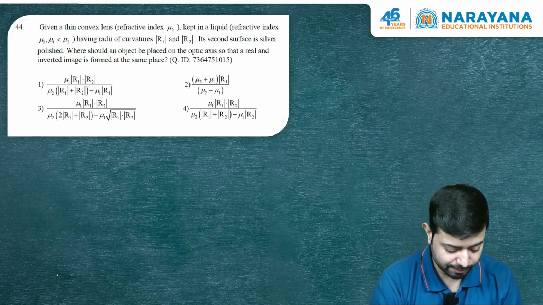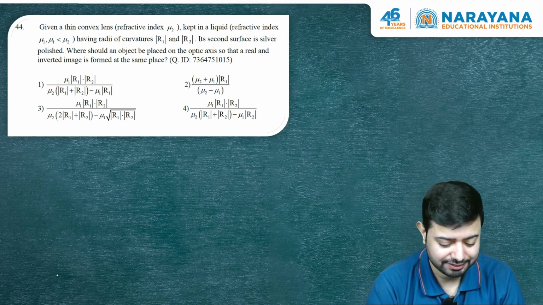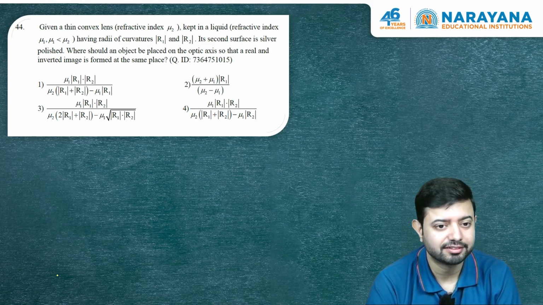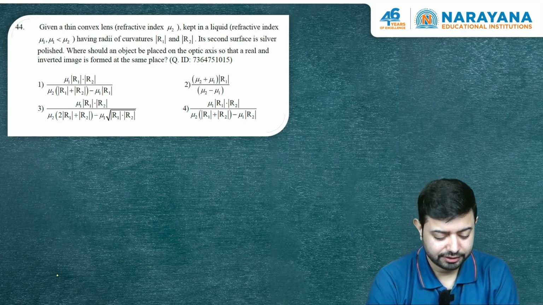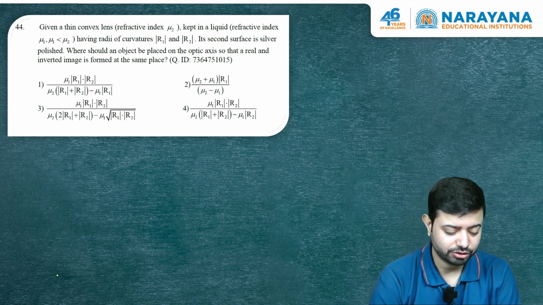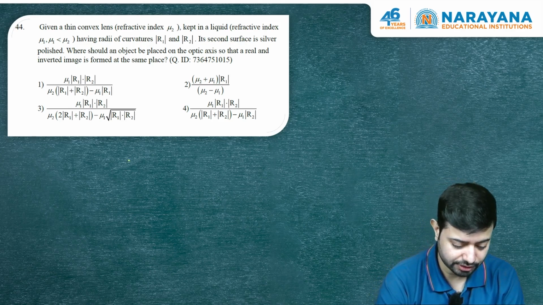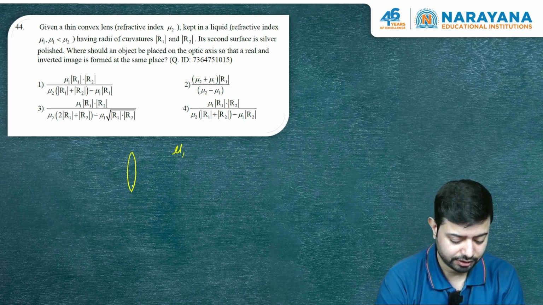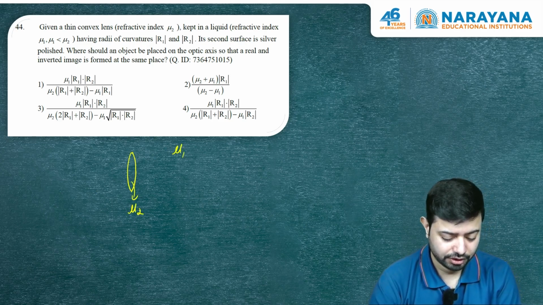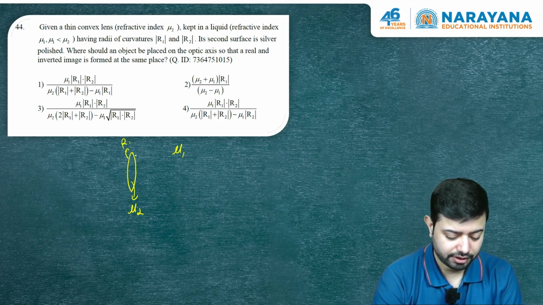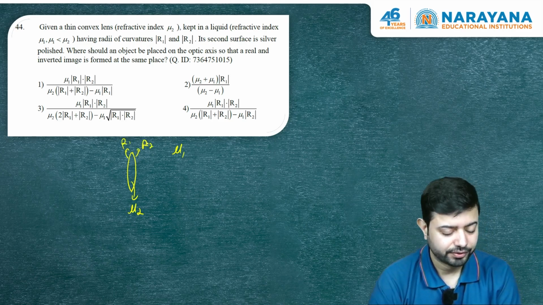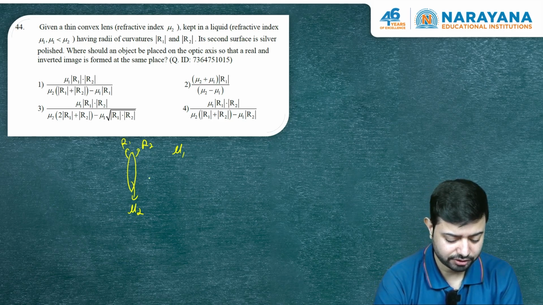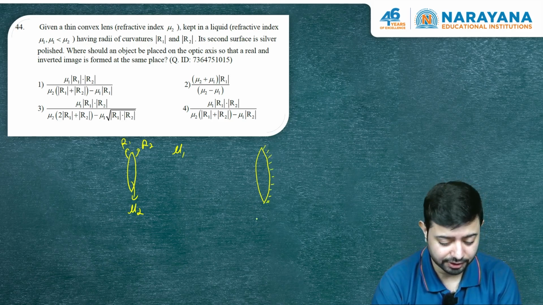Let us move to the next one quickly. Given a thin convex lens and its refractive index is mu 2, kept in a liquid where refractive index is mu 1, my mu 2 is greater than mu 1. So, you can draw the picture, take a thin convex lens, it is kept in a liquid where medium is mu 1 and its refractive index is mu 2. So, radius of curvature here is r 1 and here it is r 2. In second surface it is polished, the second surface has been polished now. So, you can think of something situation like this, surface is polished. So, it will behave like a mirror then, right.